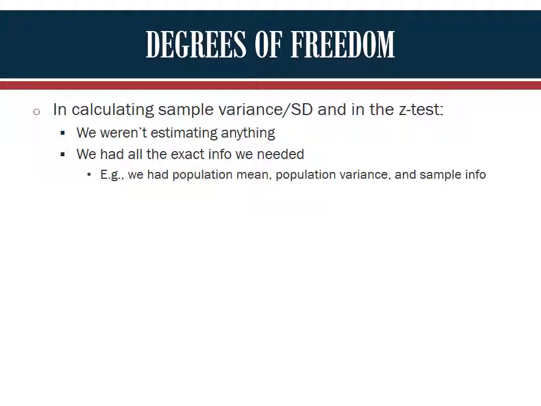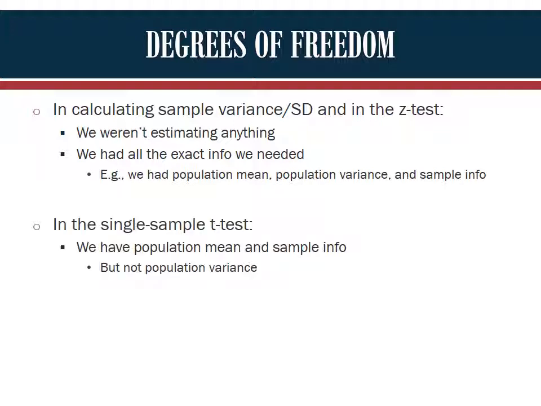Now let's relate this back to statistics instead of just the hat example. When we're doing the z-test, think back to what we were doing last week and the week before, we were not estimating anything because we had all the exact information that we needed. So we had the population mean, we had the population variance, we had all of our sample information. So in everything we've computed so far with the z-test, we've never estimated anything. We got all that stuff, so we didn't have to guess at anything.